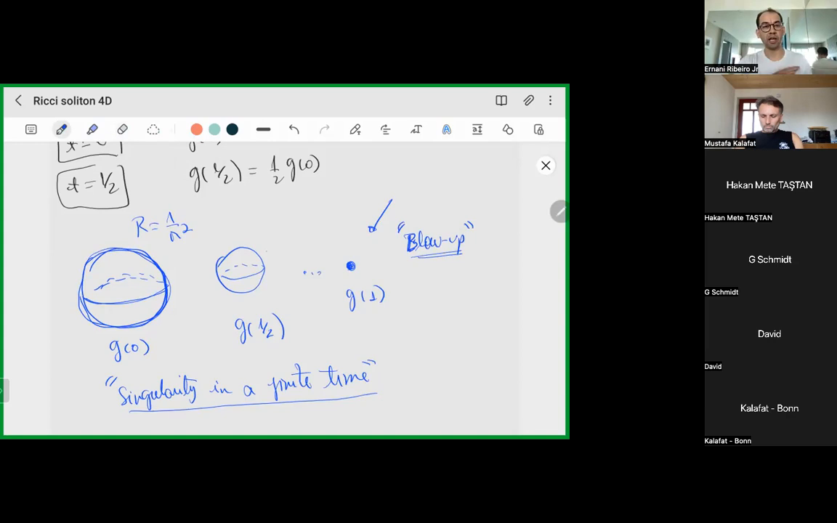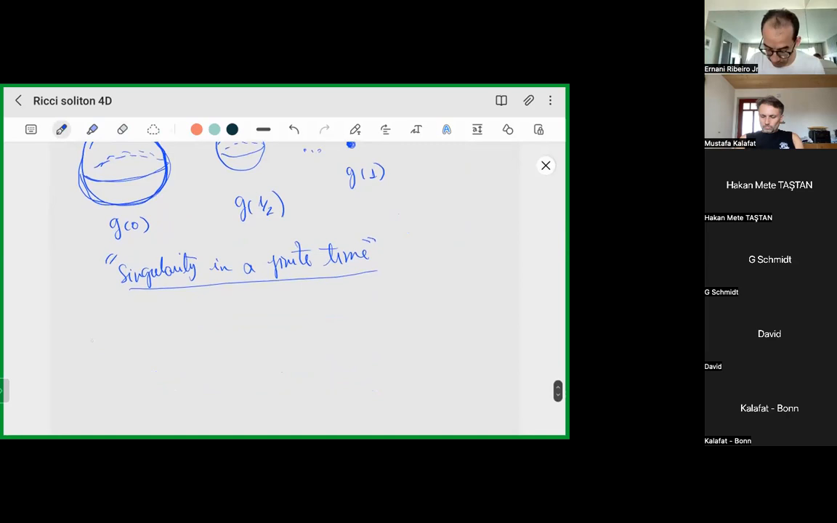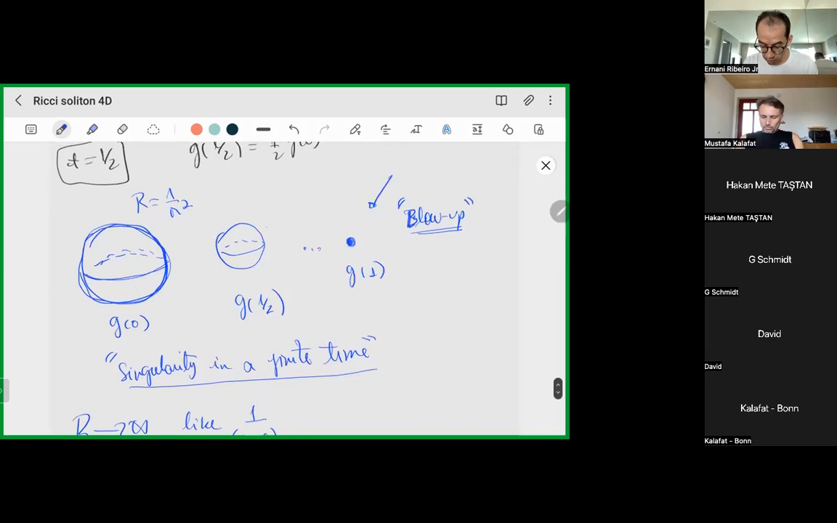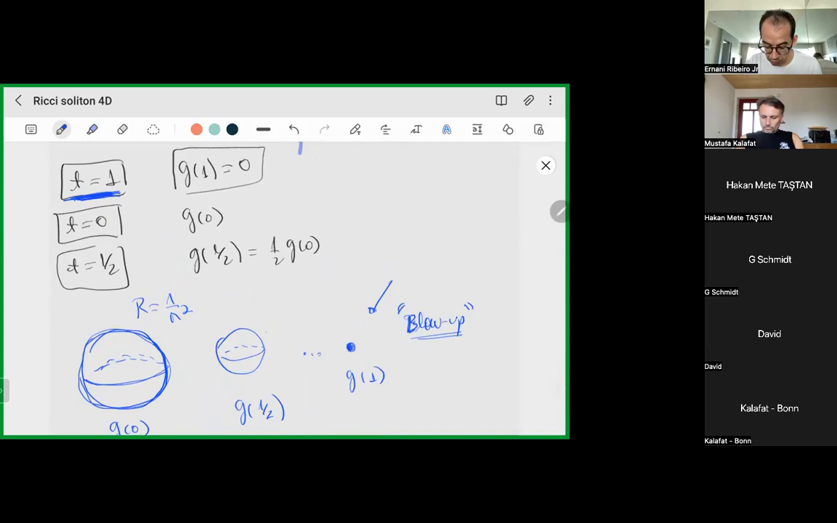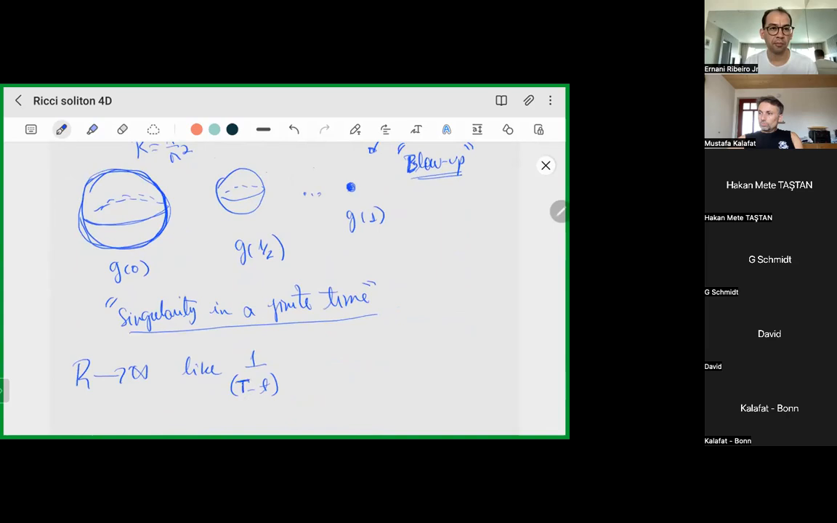Okay? In fact, the scalar curvature goes to infinity like 1 divided by the time remaining, because in this case, for example, the metric will be 0 at t equals 1. Then the capital T is the maximum time that the Ricci flow exists. Then the scalar curvature goes to infinity like 1 divided by this maximal time minus t, as t goes to the maximal time. This is the case that says we have a blow up in the curvature.